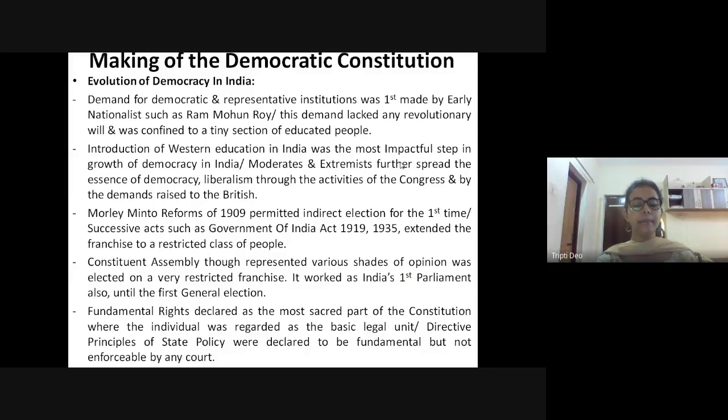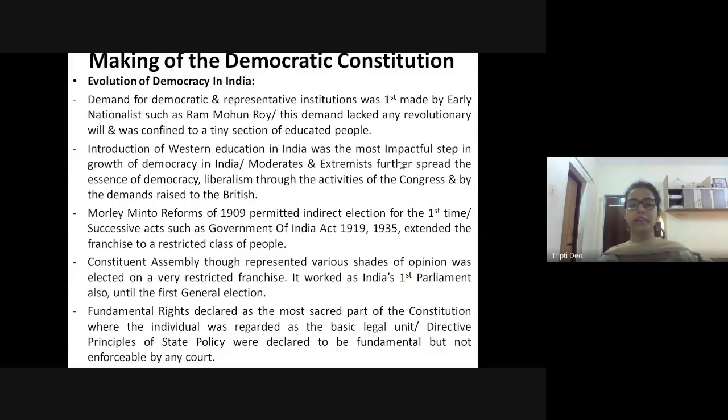So the Constituent Assembly, though it represented various shades of opinion, was elected on a very restricted franchise. It worked as India's first parliament also until the first general elections. Fundamental rights were declared as one of the most sacred parts of the constitution, where individuals were regarded as the basic legal unit.